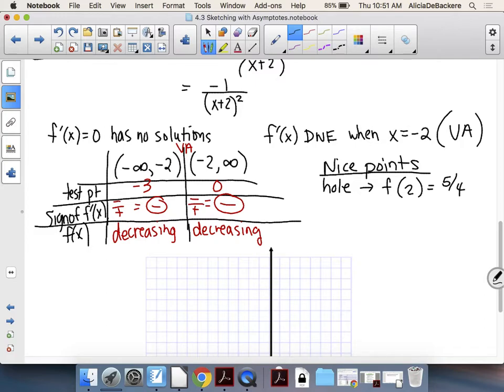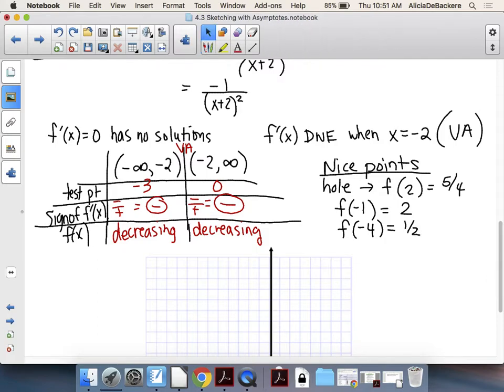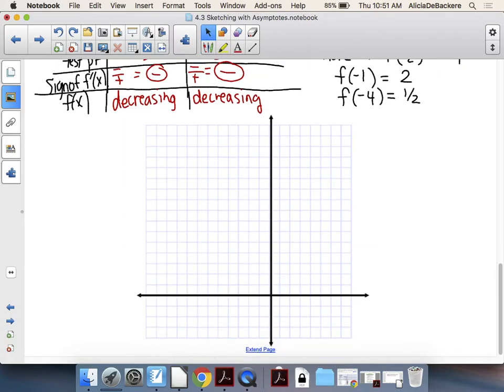Right now, I don't have a lot of points on the right-hand side of my vertical asymptote, so I'm going to plug in -1, and I see that I'd be up at 2. And then I'll do one more point on the left side of the vertical asymptote as well, and at -4 I'd be up at 1/2. So we're going to draw a picture of this graph.